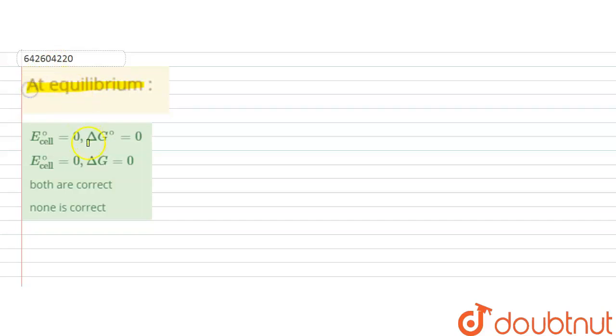Hello students, the question is about equilibrium. We are given four options, and we have to find out which one is correct. At equilibrium, delta G naught and E naught cell are given.